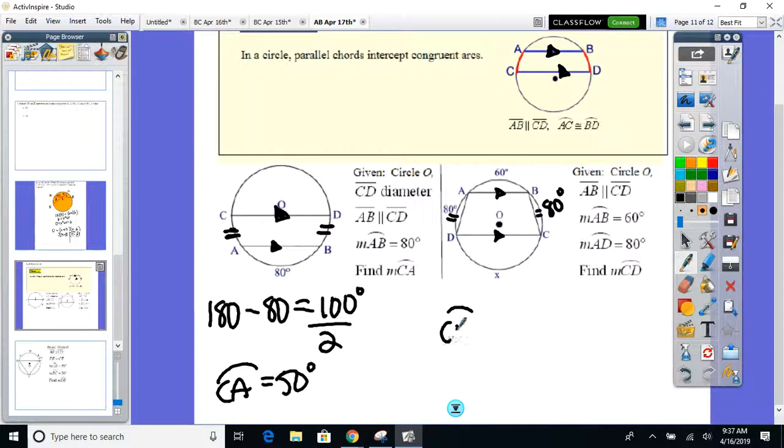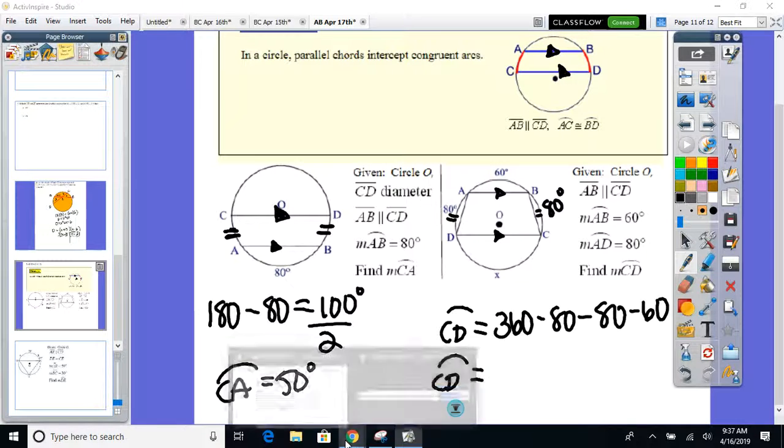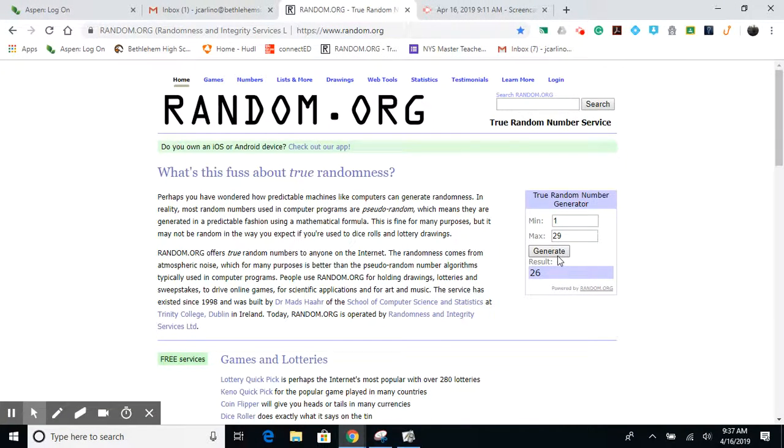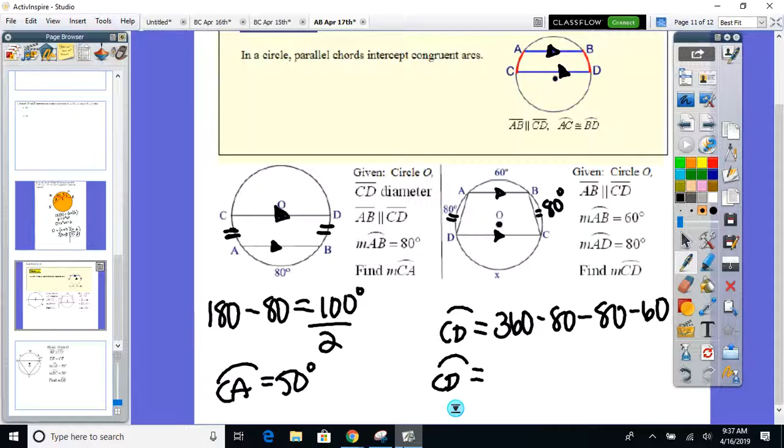Yep. And then you're going to do what with that? Here you go: 360 minus 80 minus 80 minus 60. And then when you get that measure, let me know. Chords are parallel. Arcs in between are congruent.